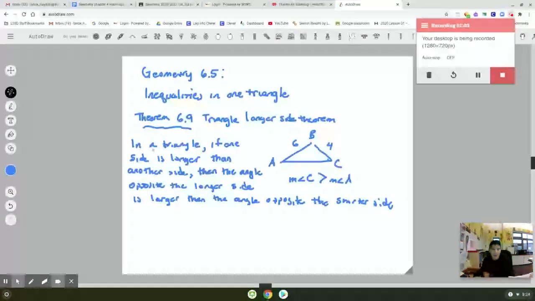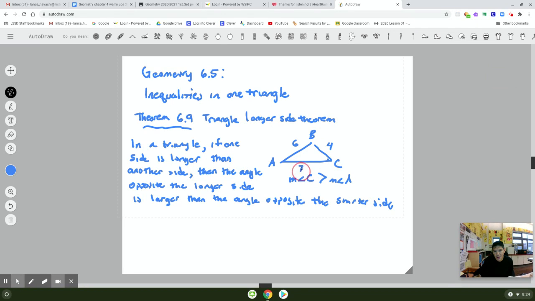So I just wrote out the triangle longer side theorem, everything that we just talked about. In this triangle here, if I have the length of the third side, AC, let's just say that's 7. And then I can order each of these angles from either largest to smallest or smallest to largest. The measure of angle C is still larger than the measure of angle A, but since side AC is longer than side AB, the measure of angle B, which is opposite the longest side here, would be the largest angle.